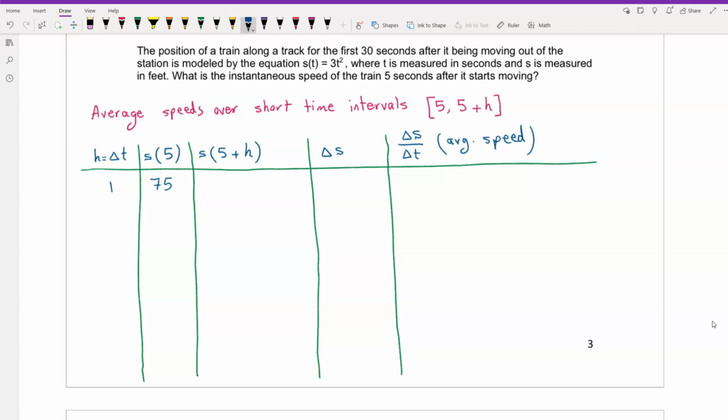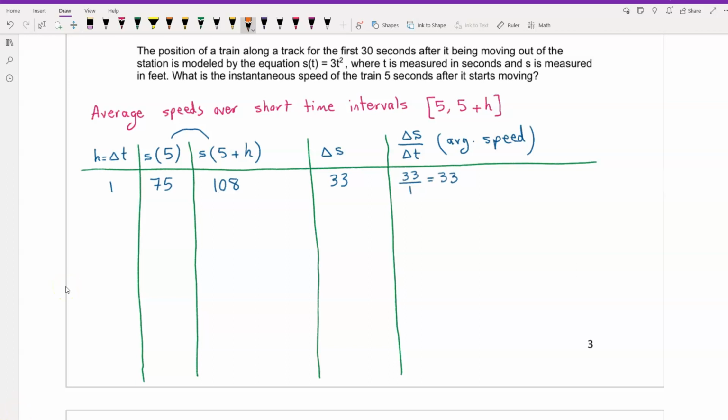Then we have to find s of 5 plus h. h is 1, so 5 plus 1. Here we're going to have s of 6. So using 6 instead of t in this function, we have 3 times 6 squared, and that is 108. Now on this column we have change in s, so we subtract these two columns: 108 minus 75, that is 33. And finally, average speed is change in s divided by change in t. So it's 33 divided by 1, that is equal to 33.